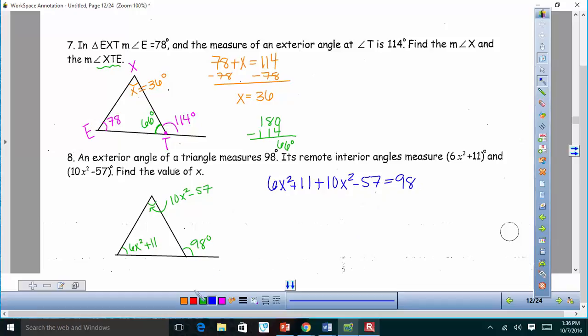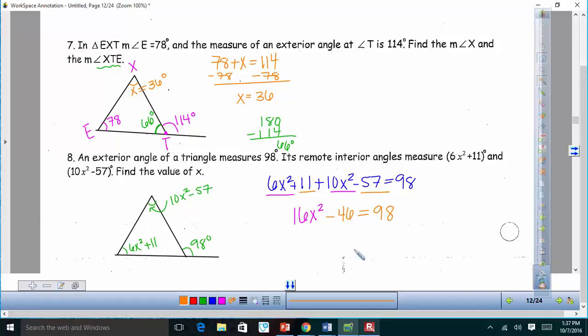And then I'm going to combine my like terms. So I have 6x and 10x give me 16x squared. I have 11 and negative 57, which gives me a negative 46. And that's going to equal 98. Now, we don't have a regular x in here, so that means that we don't actually have to factor.